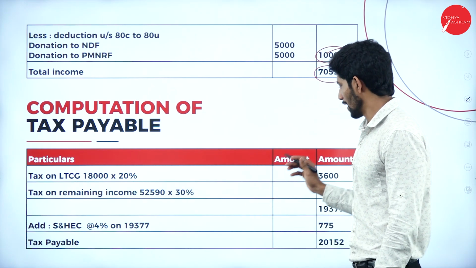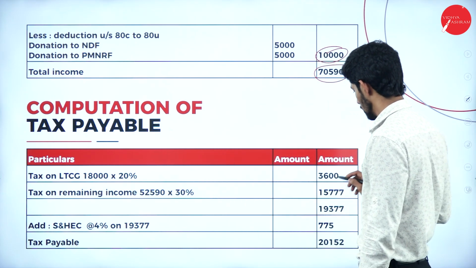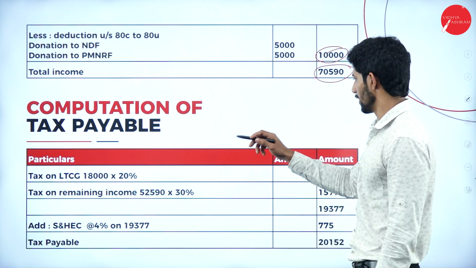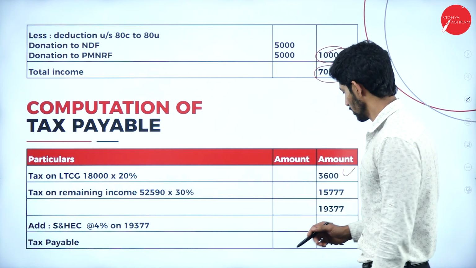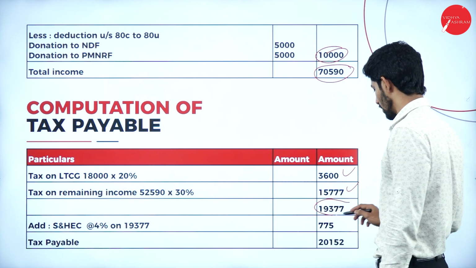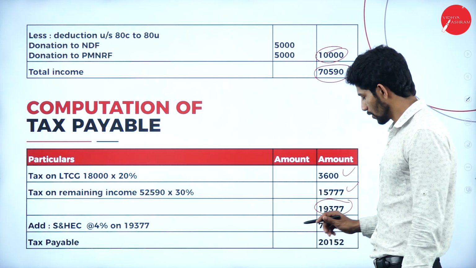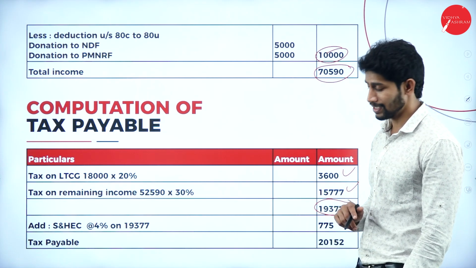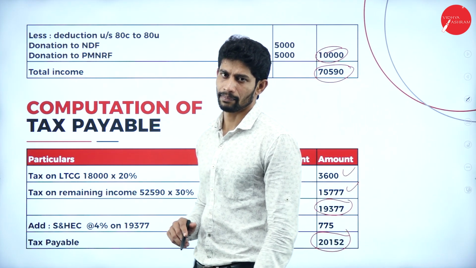Next, computation of tax payable. Particulars, amount. Tax on long-term capital gain, 18,000 into 20%, you'll get 3,600. Next, tax on remaining income. Deduct 18,000 from 70,590, you'll get a balance of 52,590 into 30%. So you'll get 15,777. Total it, you'll get 19,377. On this value, compute 4% education cess, you'll get 775. Add this 775 with 19,377. You'll get the total of 20,152. That is called tax payable.